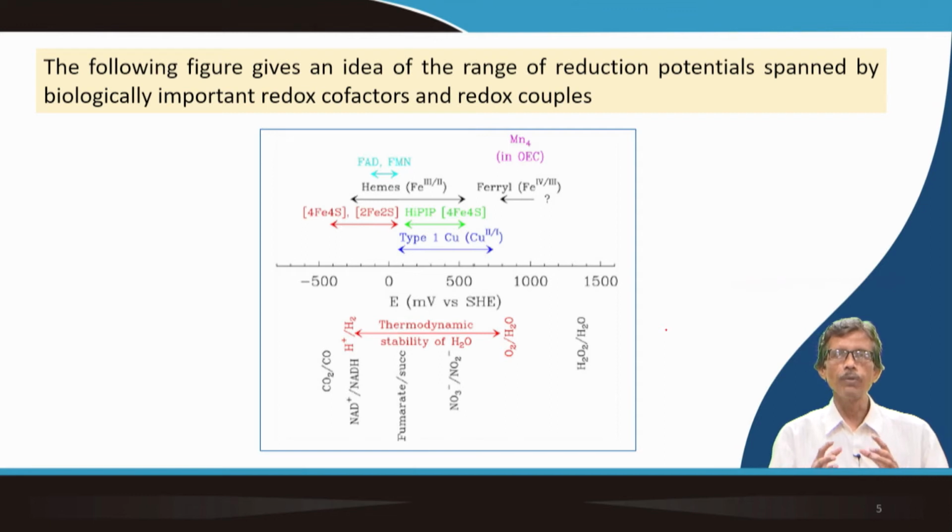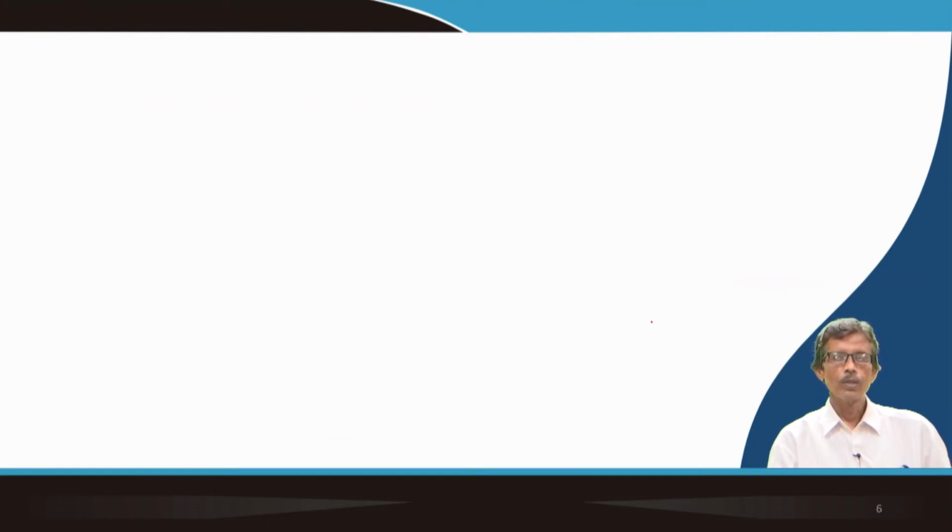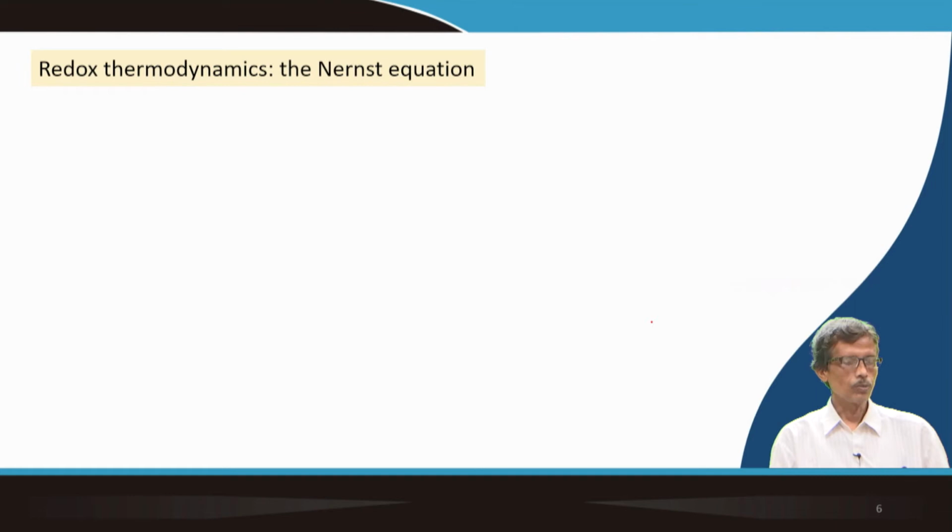So, these are high potential proteins. This will definitely be a high potential protein because you need a higher magnitude of potential for the oxidation of water molecules, even in the presence of this photosystem. So, now we bring in the Nernst equation, which you have all studied earlier. So, it is some kind of recapitulation of your studies.